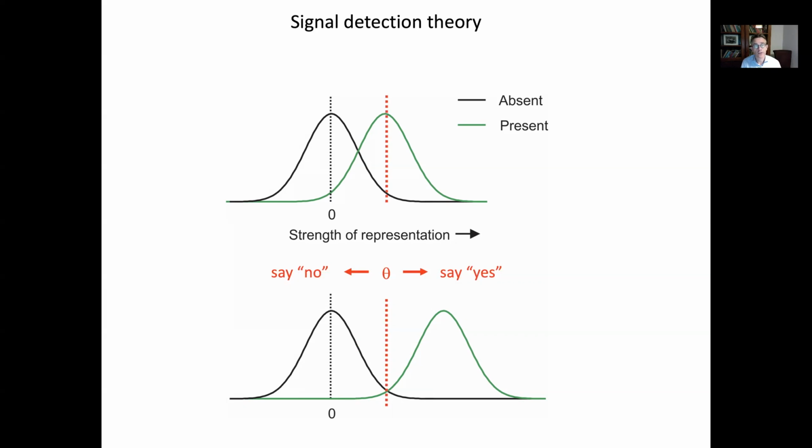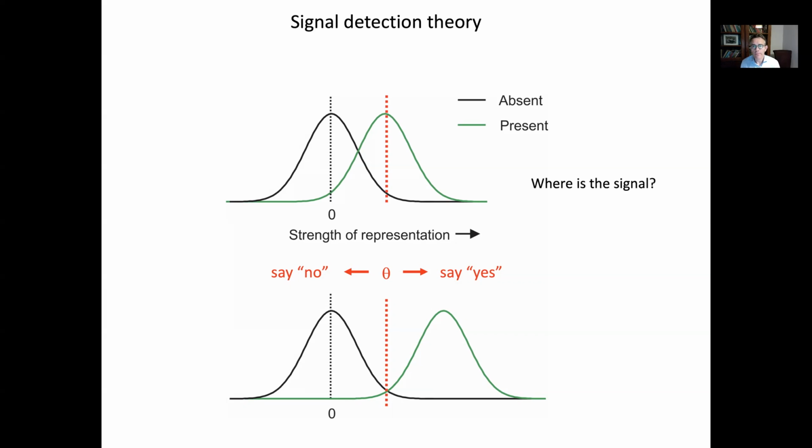But if you use this threshold on trials with a weak stimulus, of course, you will have quite a number of misses. That's the area under the green curve to the left of the threshold. Okay, so this gives you some intuition about the signal detection theory.